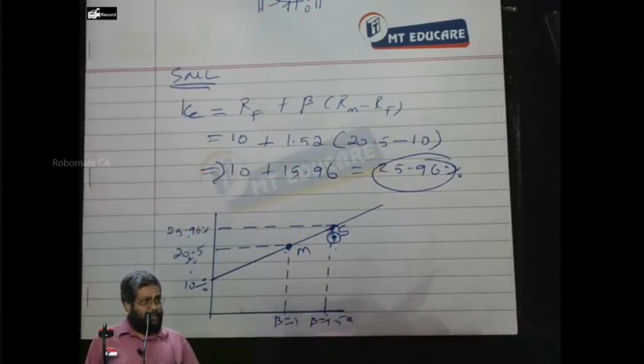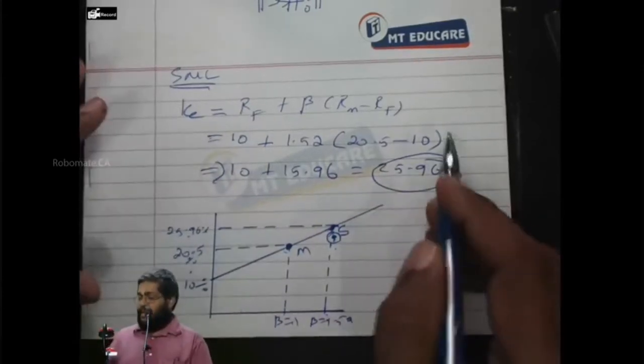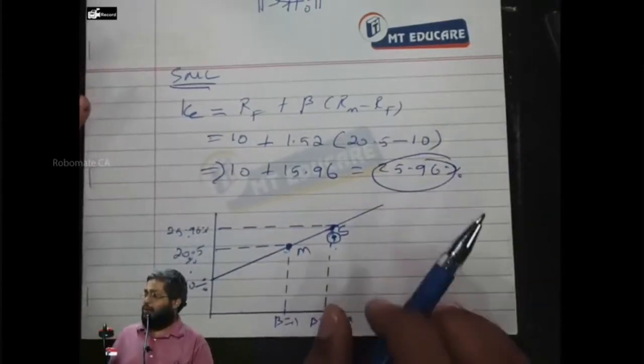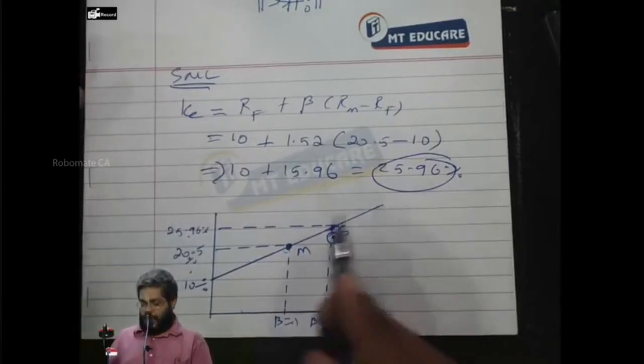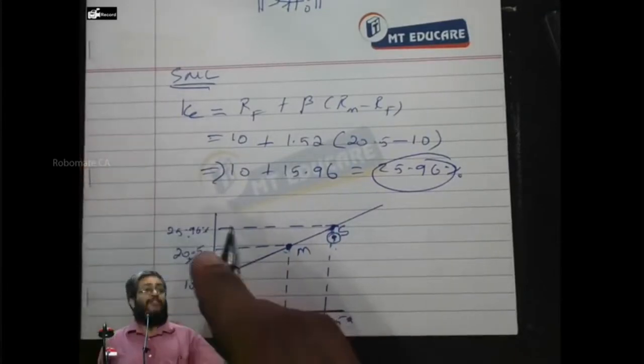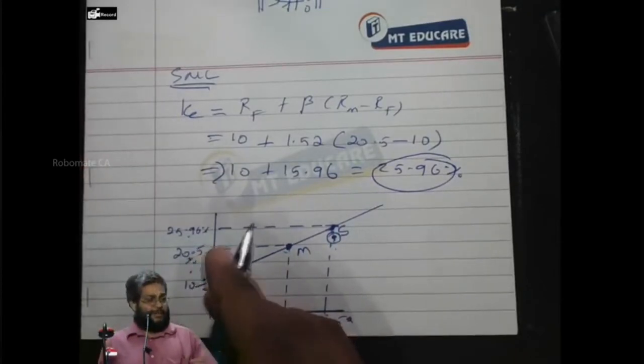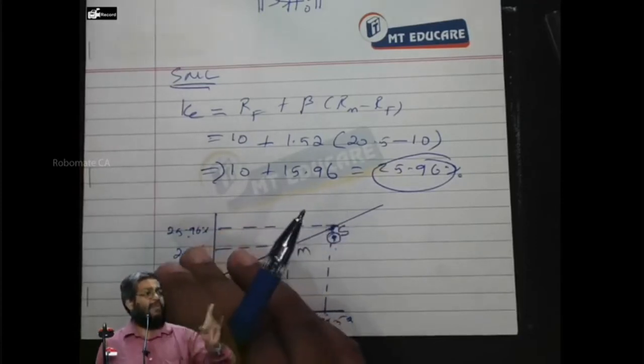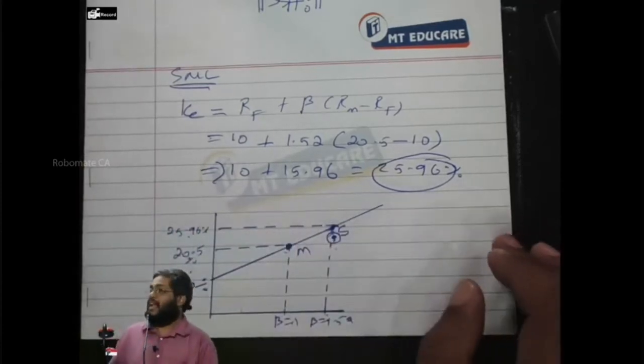Can I proceed further? Now, the security gives me only 23.5 expected return, but it should have given me 25.96 for this risk. So I will be rejecting this particular SFL share for investment. Point number 1, accepted. Can I proceed now further?